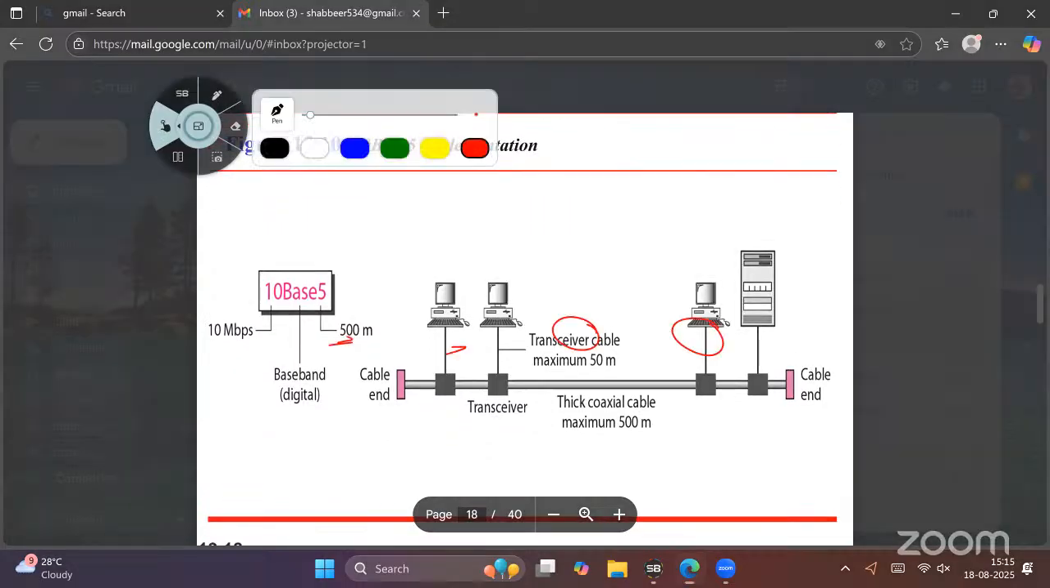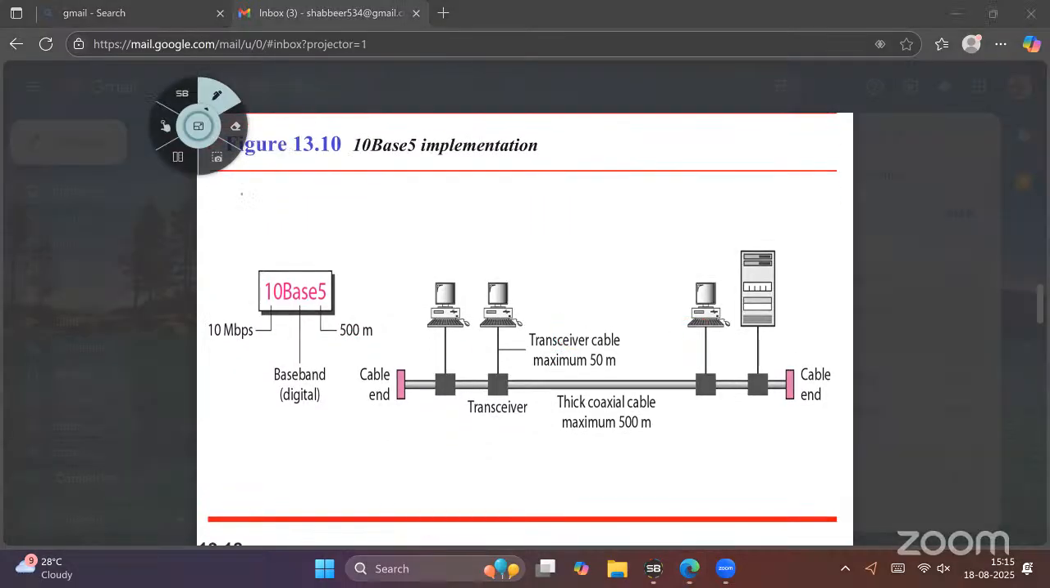Next, 10Base5 means the speed is 10 megabits per second. Base means baseband, which is digital data. They can transfer digital data, zeros and ones. What is the distance? 500 meters. This is bus topology. We need to connect the nodes, so we use this cable. The maximum interconnect is 500 meters.